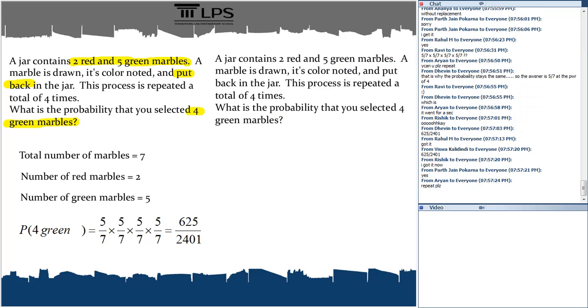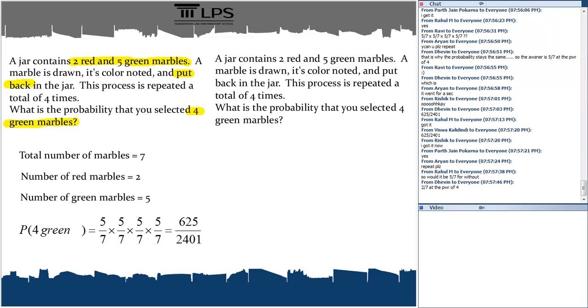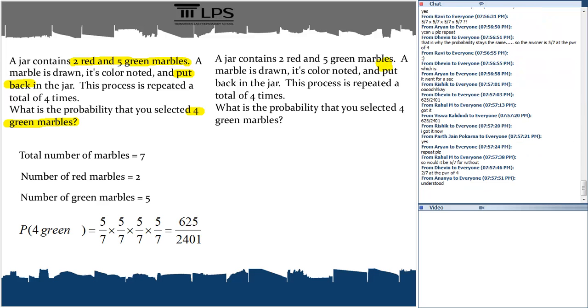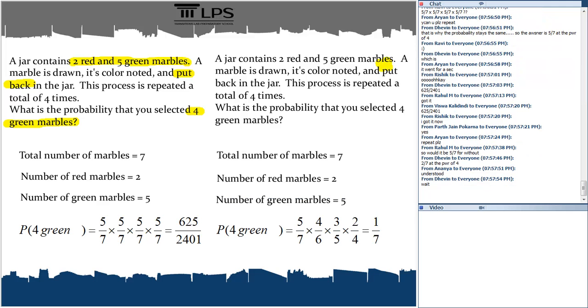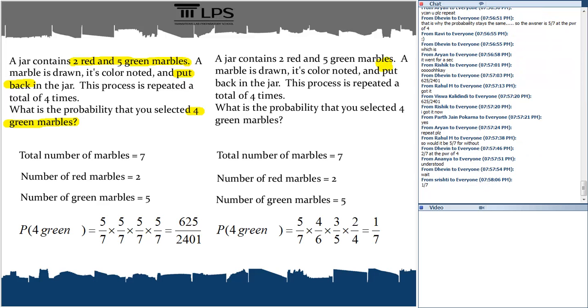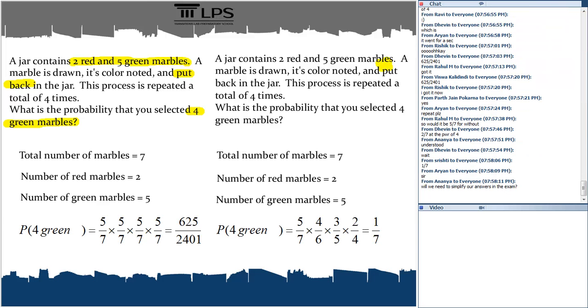Exactly the same piece of information, except that a marble is drawn, its color is noted, and I think it should be put back and not put back should be there. Yes, it should be not put back. Okay, so if it is going to be not put back, then that is what is going to happen. Yes, Shrishti is right. Aryan, yes.